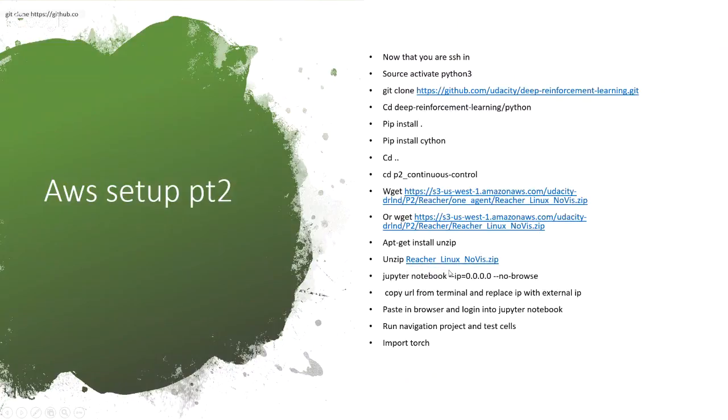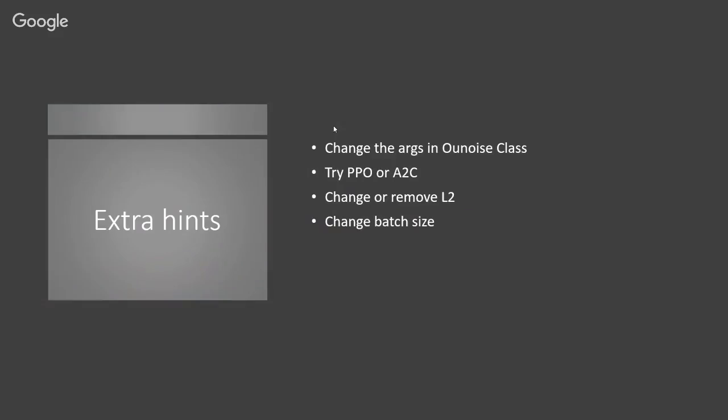Apt-get install unzip, so you can then unzip it, and then just run the Jupyter Notebook with no browser, allowing 0.0.0.0. Copy the URL from the terminal and replace the IP with the external IP. I've actually done a full live demonstration in the navigation project webinar, so if you want to go back and watch that, but there's no need to double up on the information.